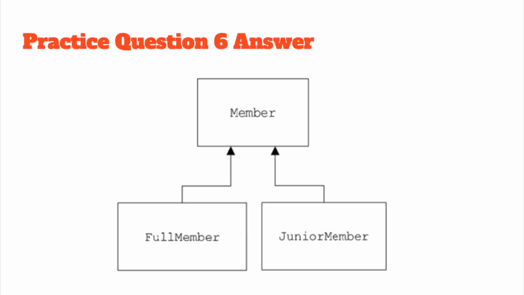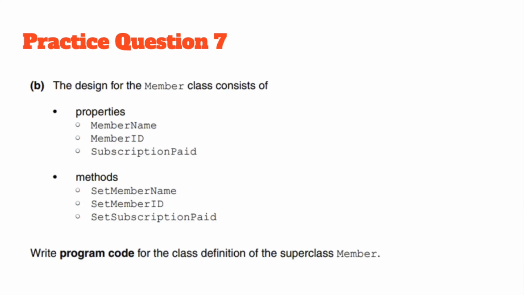Okay, you should have something like this. Member is your parent or superclass. Full member and junior member are part of that class. Now, you could have one arrow going to both, or you could have both arrows separately. That doesn't matter as long as both of those subclasses are part of the member class. The member class is the parent. The arrow always goes that way, towards the parent class. Okay, let's try coding this now.